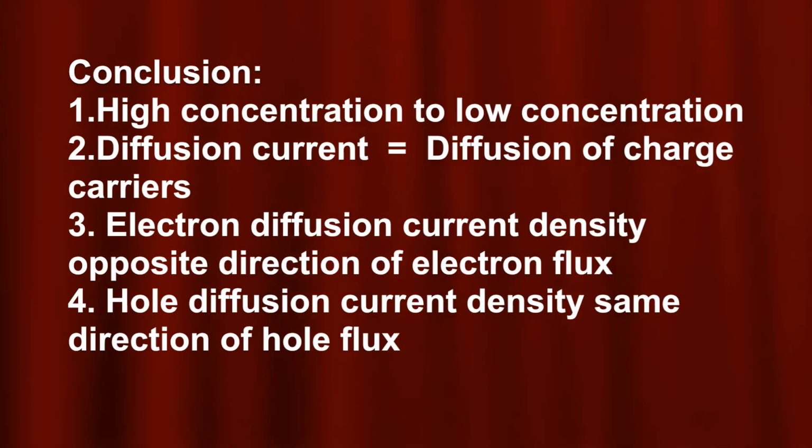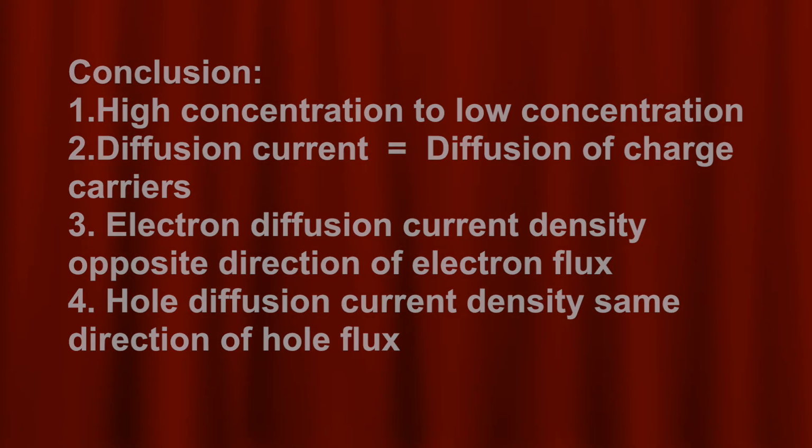To recap, diffusion is a lot of particles moving to an area of few particles. Diffusion current is the current that results from said movement. But don't forget, the charge of the electron is negative, so everything is backwards.